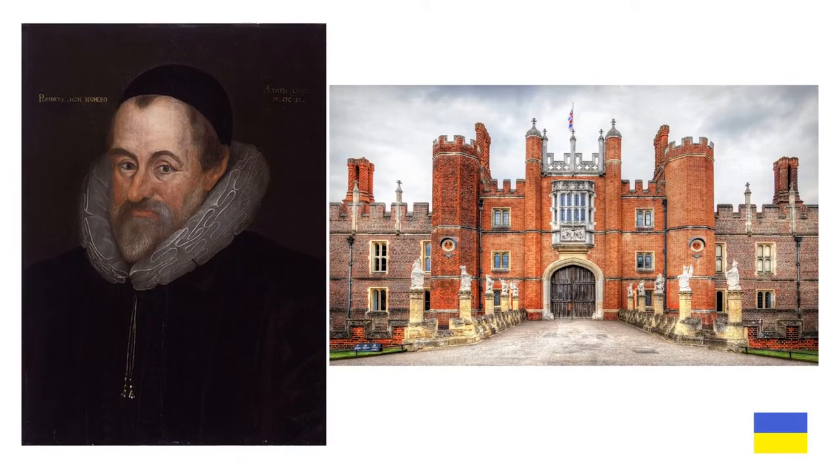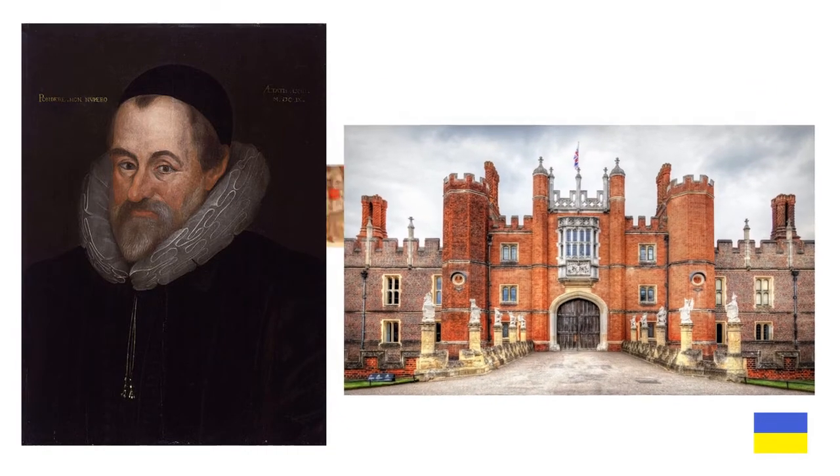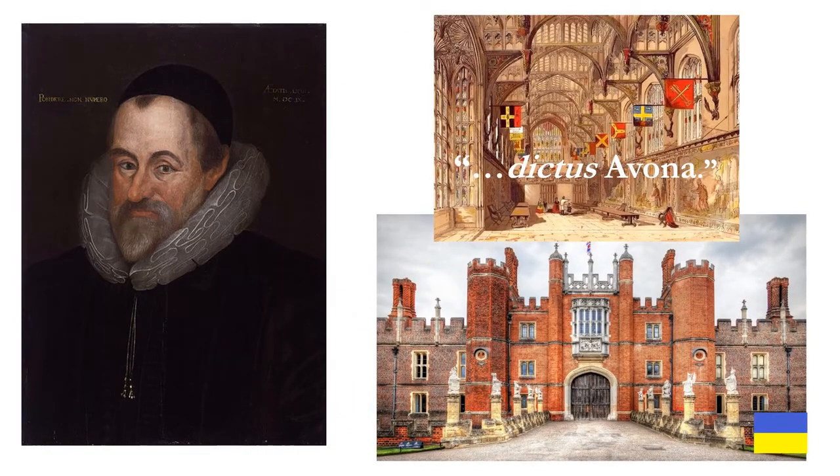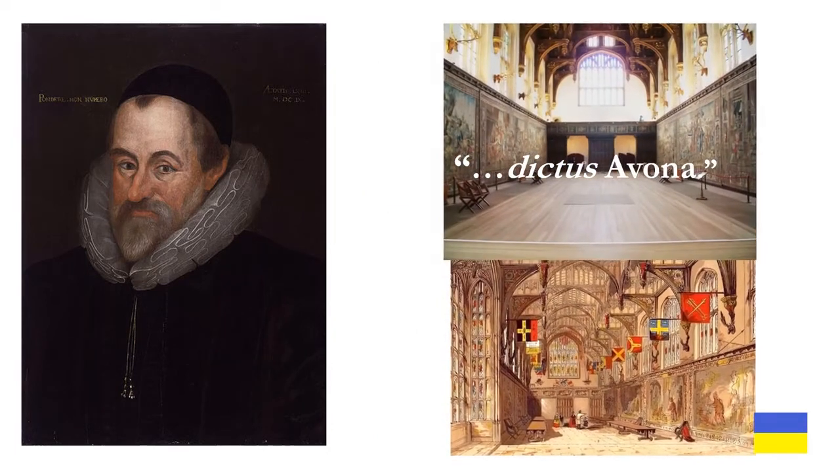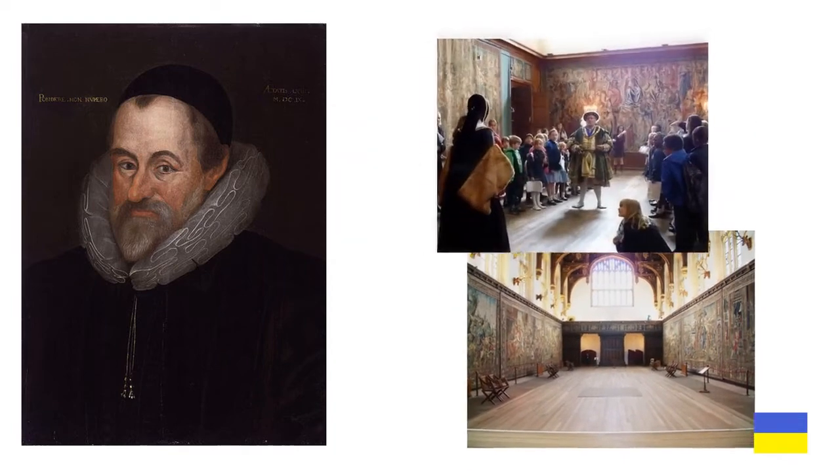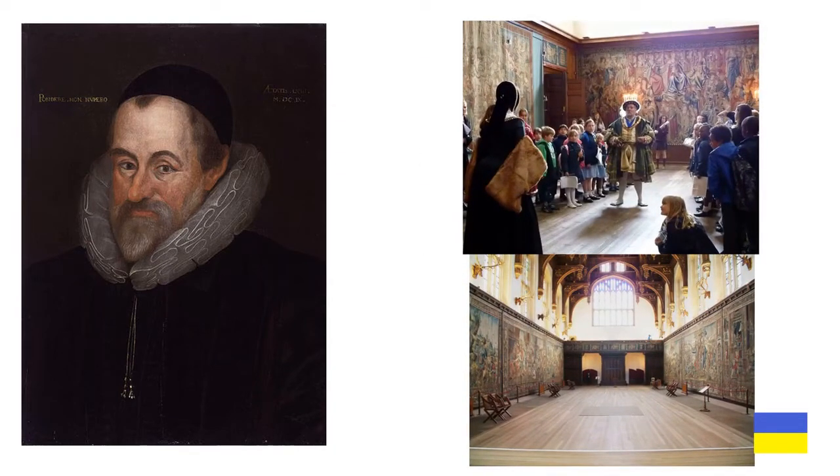Here is the front gate of Hampton Court. And this is an early engraving of the place, Dictus of Eona, also called Avon. It's Henry VIII's Great Hall as it looks today. And even today you can witness and experience plays and entertainments as Henry VIII would have experienced them.